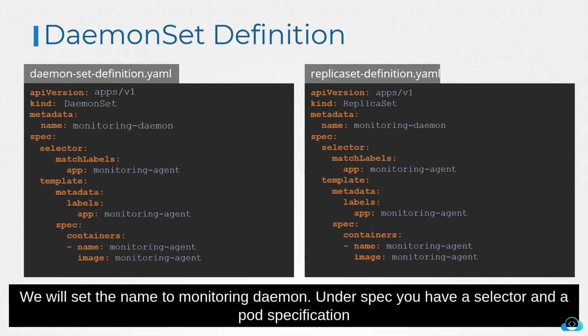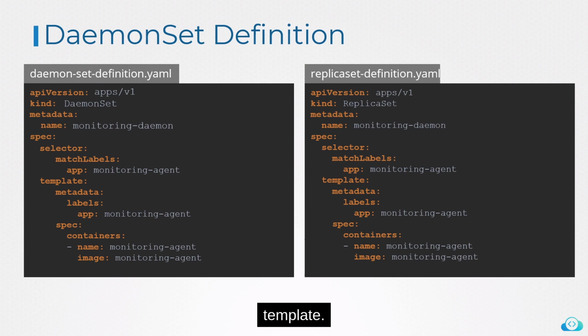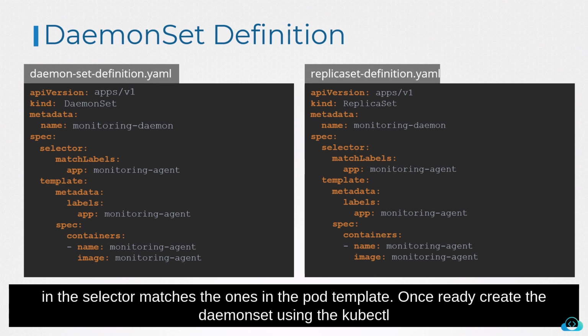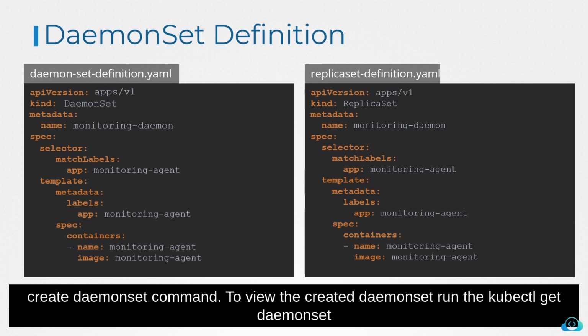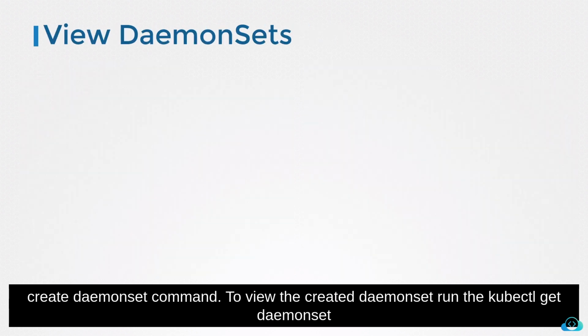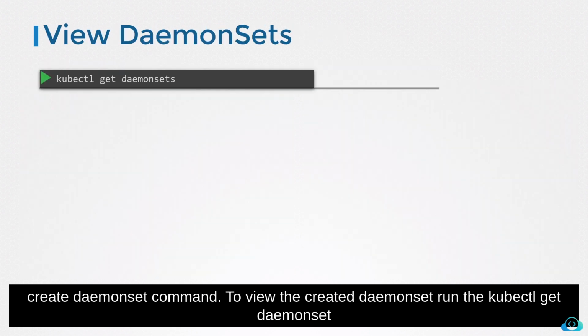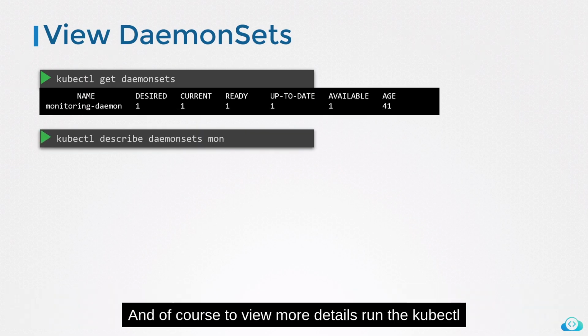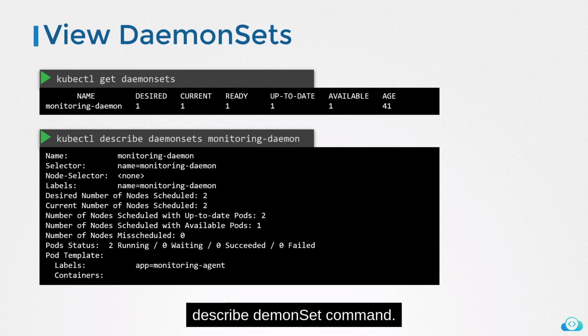We will set the name to monitoring-daemon. Under spec, you have a selector and a pod specification template. It's almost exactly like the replica set definition, except that the kind is a DaemonSet. Ensure the labels in the selector match the ones in the pod template. Once ready, create the daemon set using the kubectl create command. To view the created daemon set, run the kubectl get daemonset command. And of course, to view more details, run the kubectl describe daemonset command.